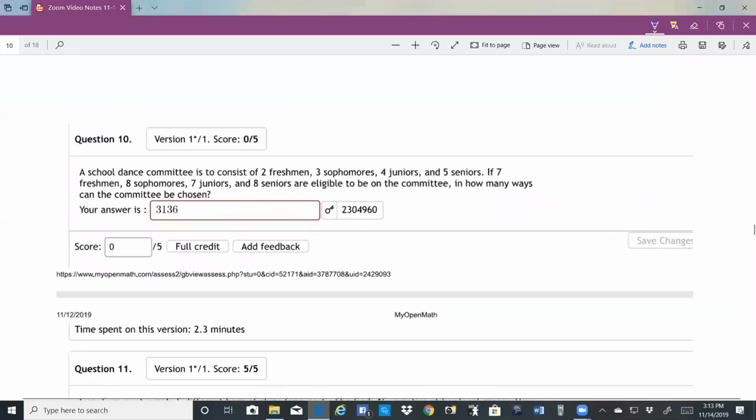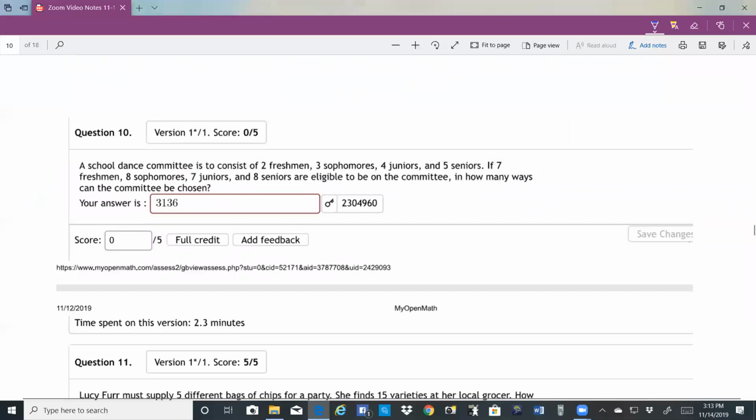Number 10, you got a school dance committee that's being put together of freshmen, sophomores, juniors, and seniors. You need 2 freshmen, 3 sophomores, 4 juniors, 5 seniors. And you have eligible 7 freshmen, 8 sophomores, 7 juniors, and 8 seniors. How many ways can the committee be chosen?